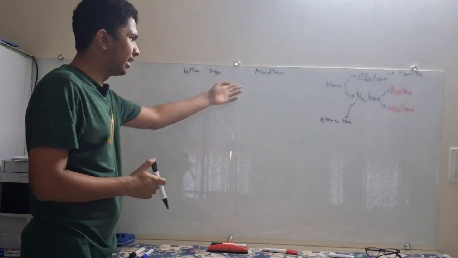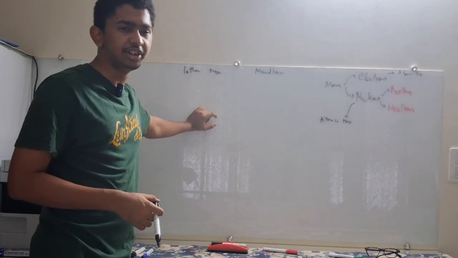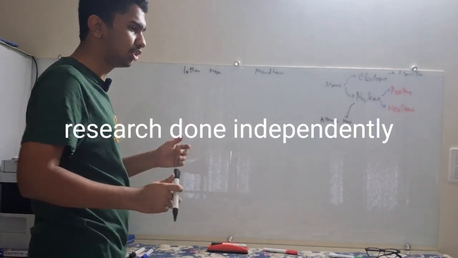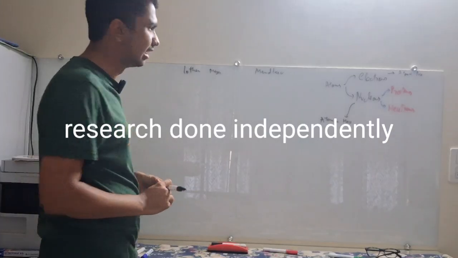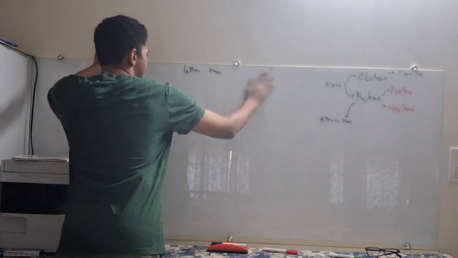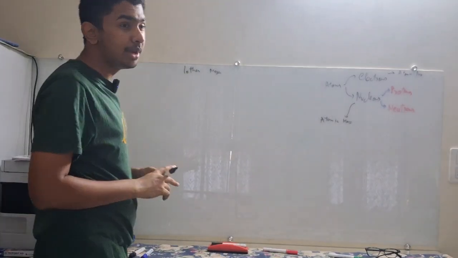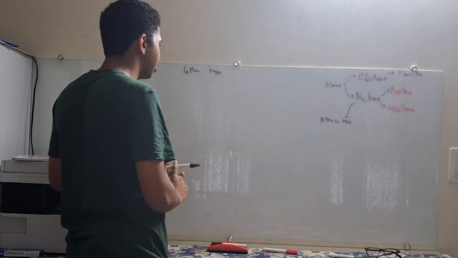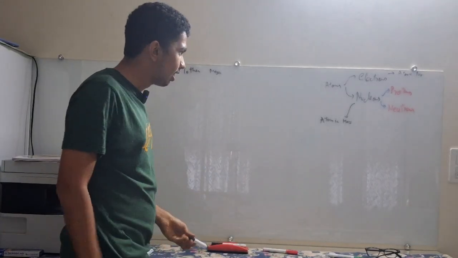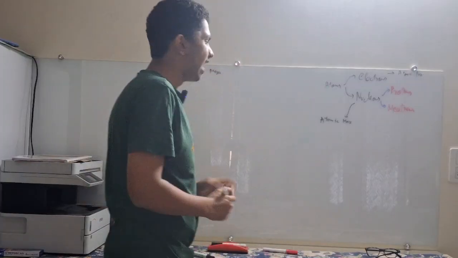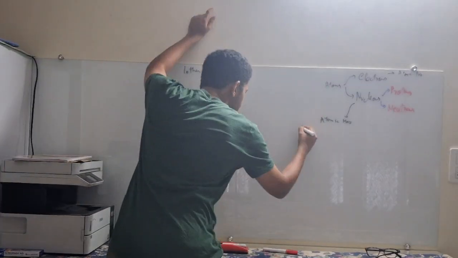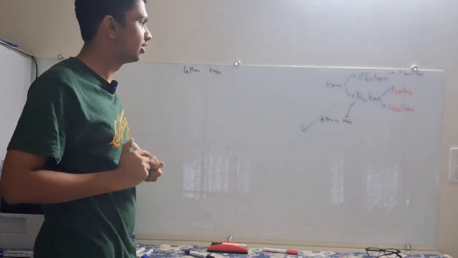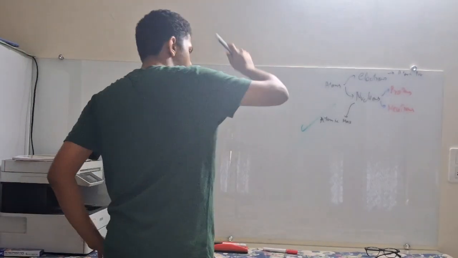And no, Mendeleev and Meyer did not know each other. They were not friends or did not have any connections. Their research was done independently. But let's first look at Meyer. Meyer had one of the most unique approaches in order to arrange elements. First, he looked at this list and he said, "Atomic mass, I choose you." Just like the previous two guys, he once again chose atomic mass.